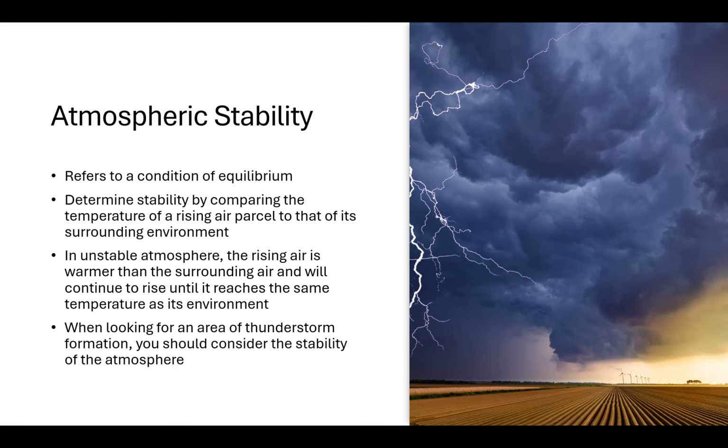So, when we have stability, I like to do the acronym WOC, okay? WOC. And that is warm temperatures over colder temperatures. That is a stable situation in the atmosphere. We want to determine stability, by the way, by comparing the temperature of a rising air parcel to that of its surrounding environment as well.